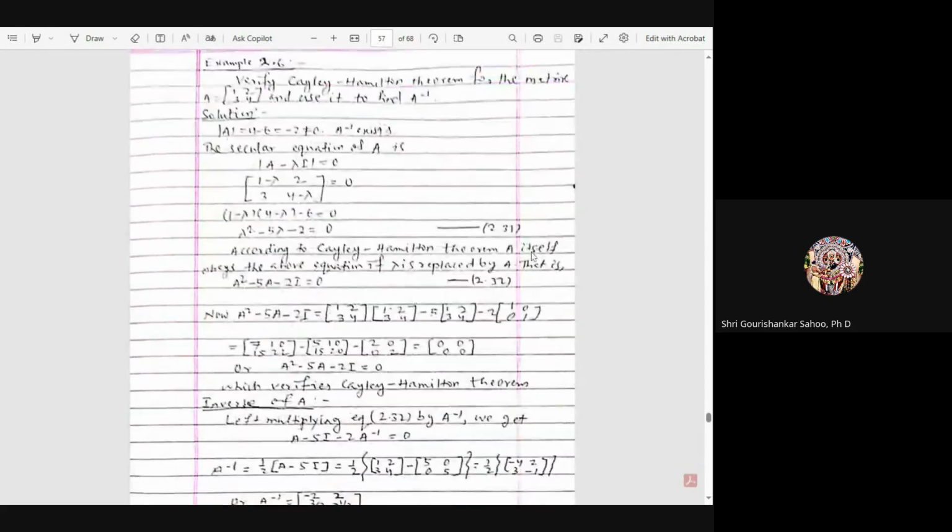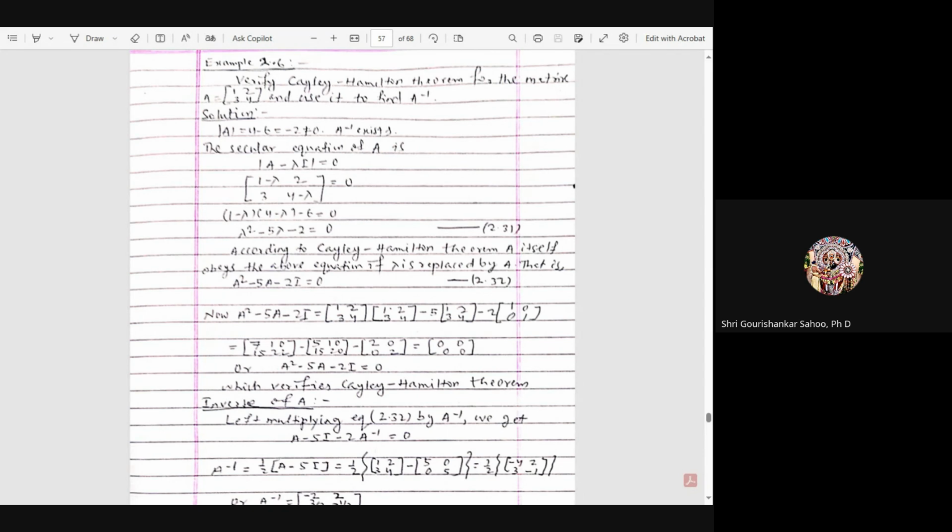So there is an example. Verify the Cayley-Hamilton theorem for the matrix A equal to 1, 2, 3, 4 and use it to find A inverse. Your determinant of A will be 1 multiplied by 4 minus 3 multiplied by 2, which is equal to minus 2, and it is not equal to 0.